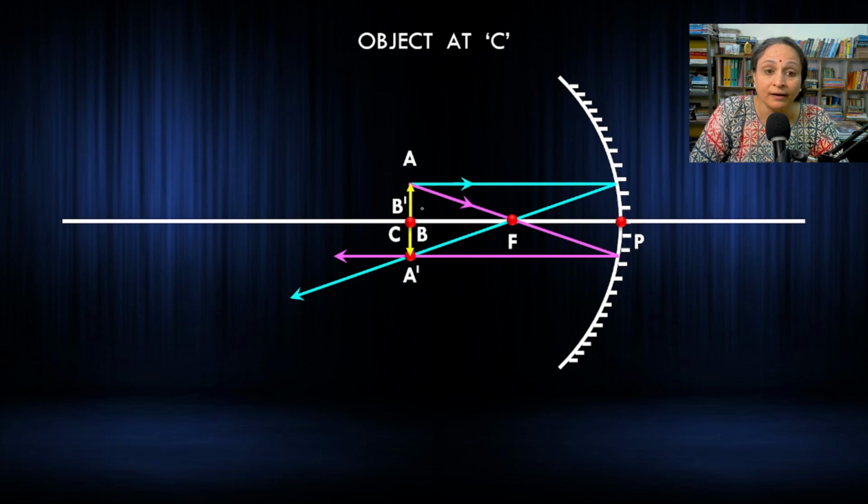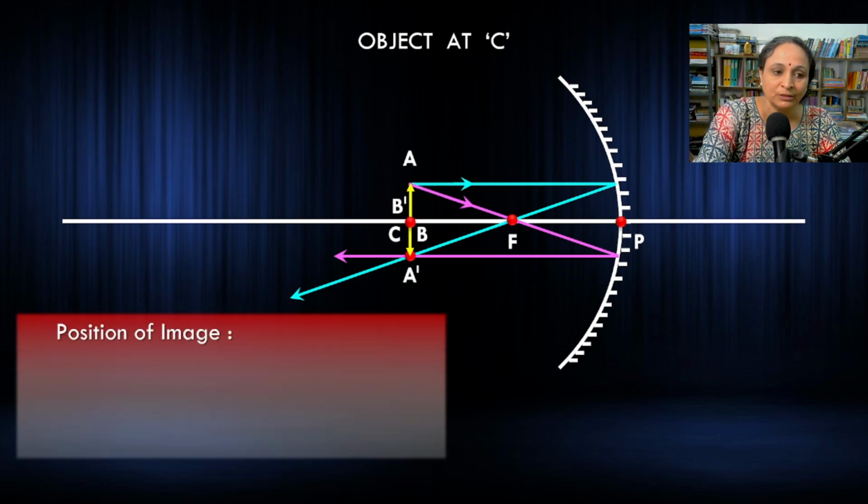So what you can see here, look at the size of the object and size of the image. They are of the same size. Where is it formed? The object was placed at C. It is formed at C itself. Right? Size is the same. Place is the same, but inverted. What about the size? It is of the same size. So let's write about the position of the image. Object at C, image is also at C.